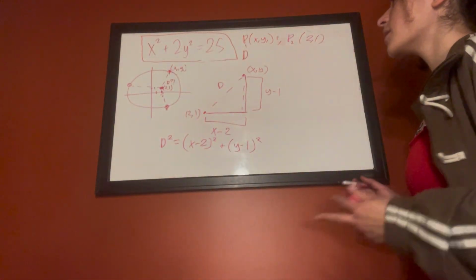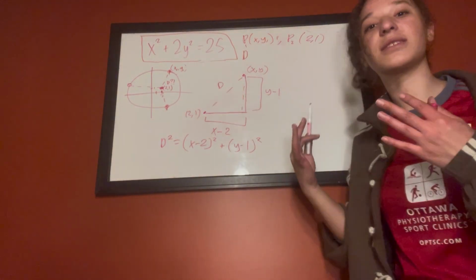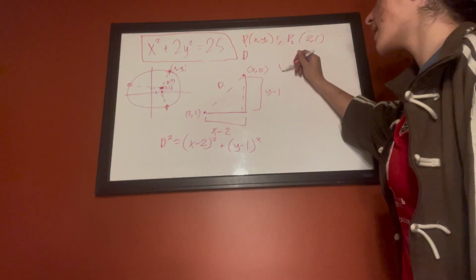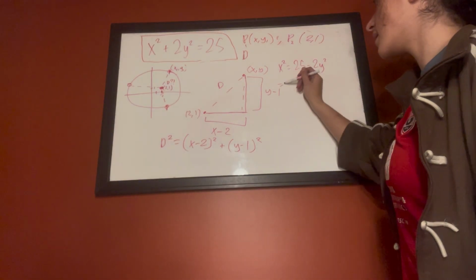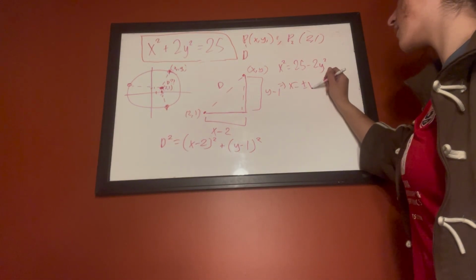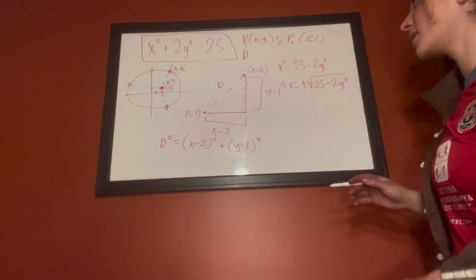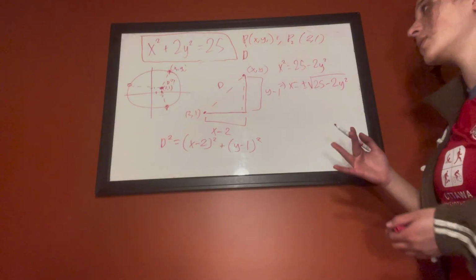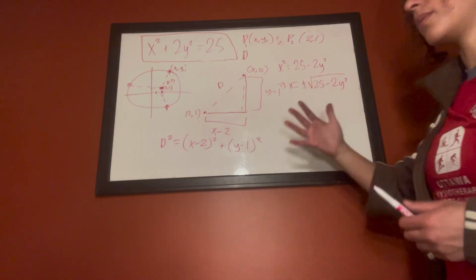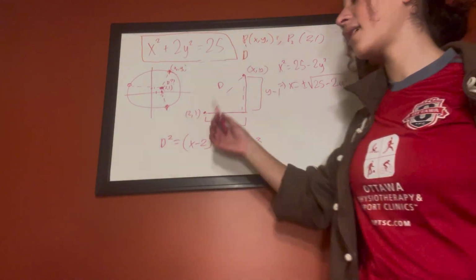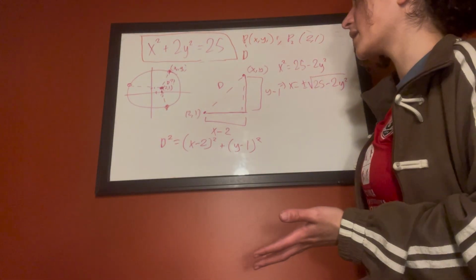If I'm going to choose to express x as a function of y, simply because I don't feel like dealing with this 2 over there, what do I have? I have x squared is equal to 25 minus 2y squared. And so x is equal to the positive or negative square root of 25 minus 2y squared. Technically there are 2 different x values that could satisfy the minimum distance requirement, and that's because ellipses are symmetrical, right? So this actually makes total sense.